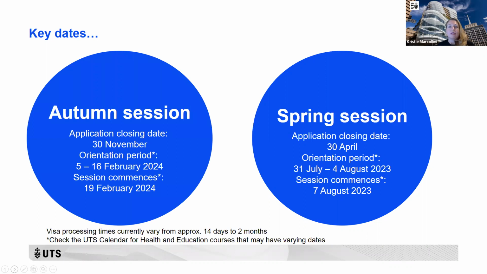If you haven't lodged your application and you're thinking about next year, then we would suggest thinking about autumn session next year, which is our first session of the year. The closing date for that session will be the 30th of November. Orientation will start from the 5th of February, and classes will start from the 19th of February.